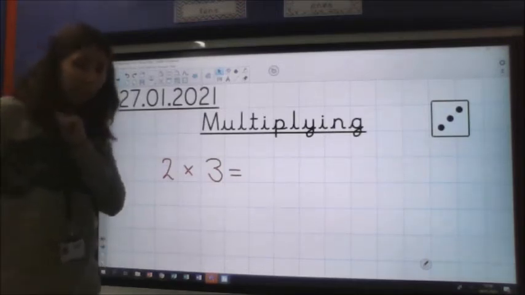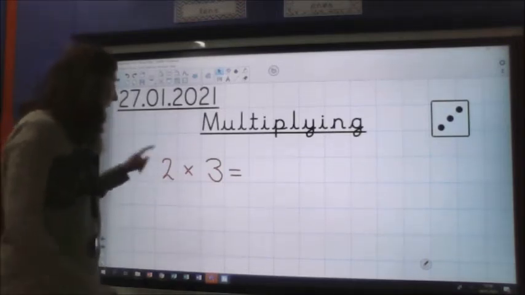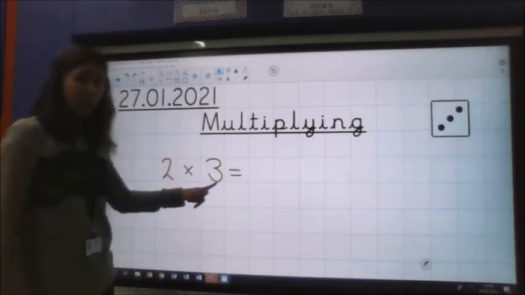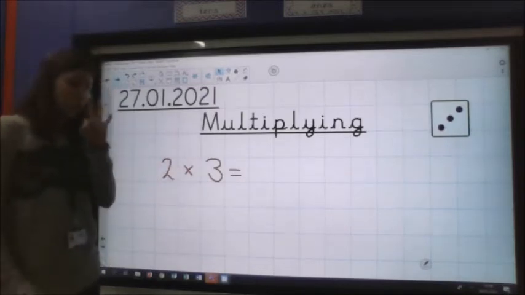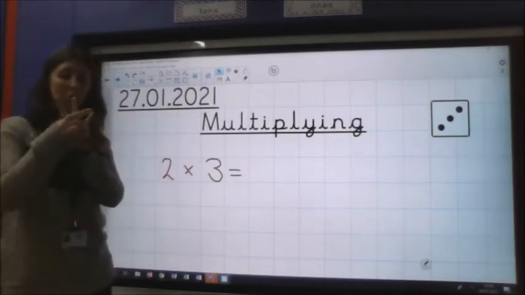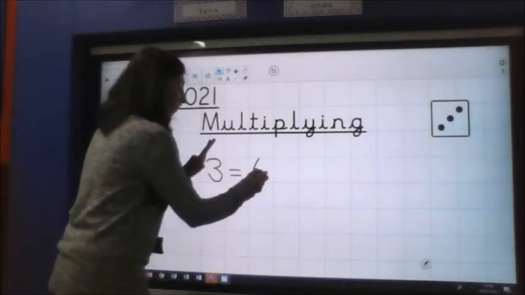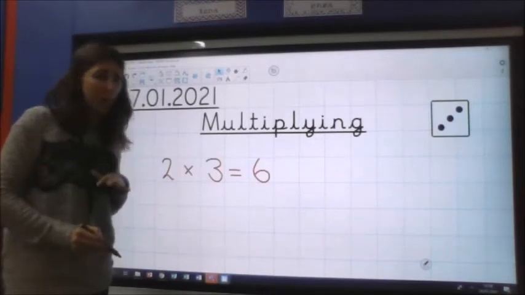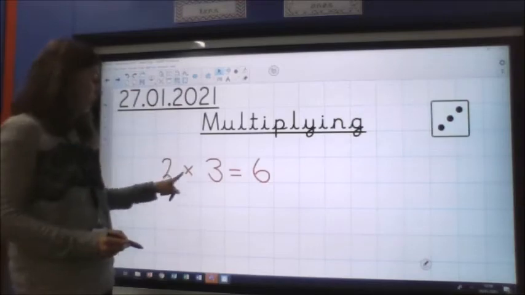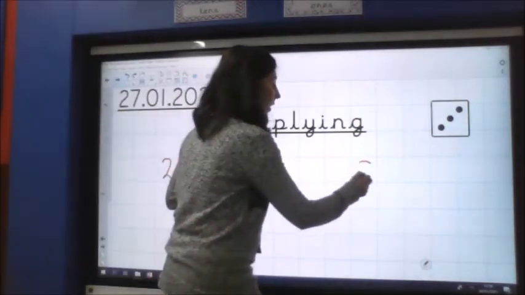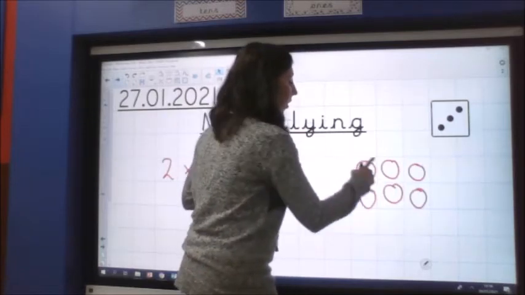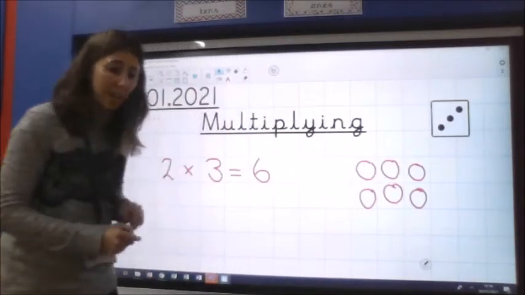Okay, so I'm going to go over it now. I'm going to swap it around because I can count in my twos easier than I can count in my threes. I'm going to count in twos three times. 2, 4, 6. Okay? And I can also use an array to help me. So I could do two groups of three, or I could do three groups of two. Okay, there's one group of three, there's two groups of three. 1, 2, 3, 4, 5, 6.